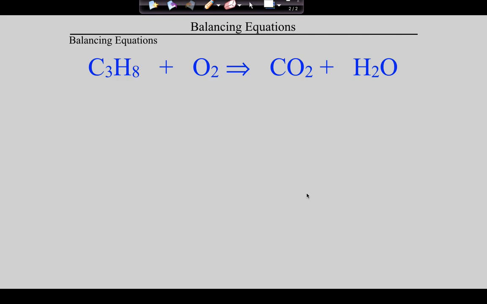Here's the thing that's crazy. I don't know if you know about this. Guys, anytime you burn a fossil fuel, one of the products is water. Propane is a fossil fuel. One of the products is water. But so is gasoline. Did you guys know that? That when you burn gasoline, that water vapor comes out of your tailpipe.